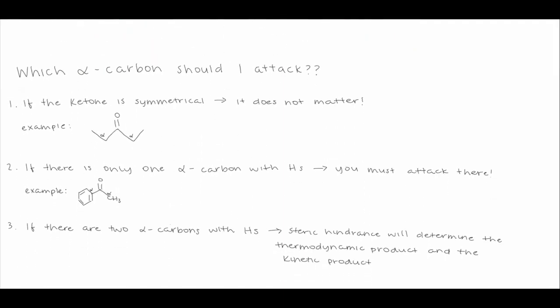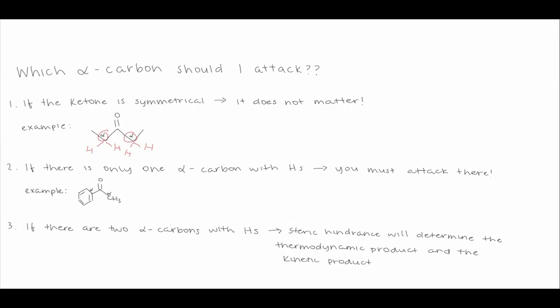So we're going to address this common question: which alpha carbon, or alpha hydrogen, should I attack? We have three scenarios written out. The first scenario is if the ketone is symmetrical. This means the alpha carbons are the exact same. So in this case, it doesn't matter which side you attack. If you prefer right or left, either is the answer. Let's write this out. These right here are alpha carbons, and you can attack any of the alpha hydrogens listed out here.